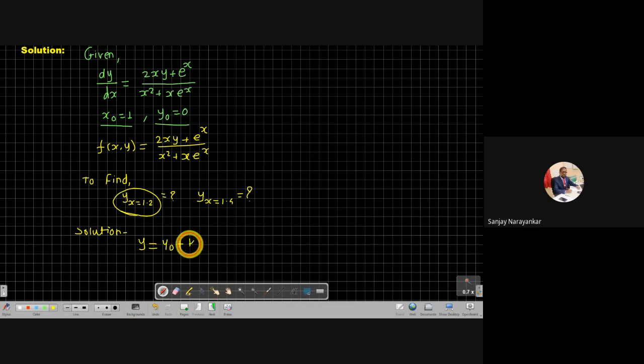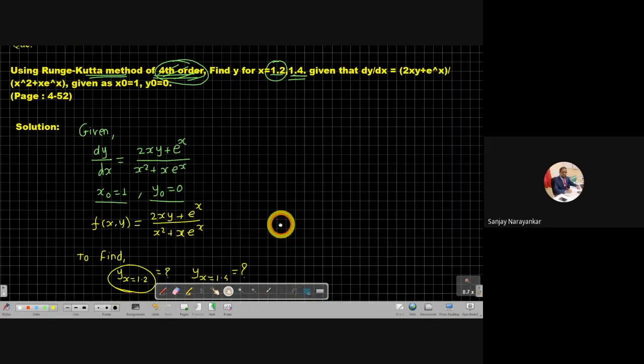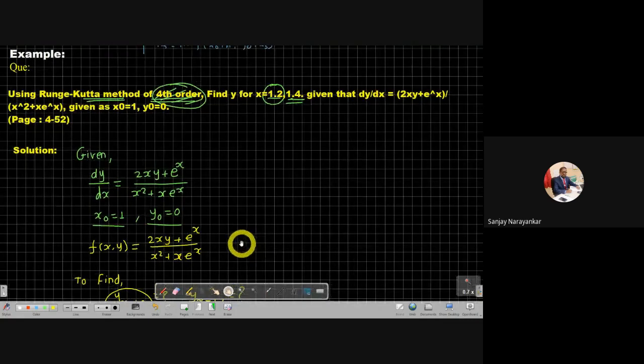What's the formula? Y is equal to y0 plus k. And the k you can find out using k1 plus 2k2 plus 2k3 plus k4 upon 6. Okay. And then we have to find out k1. Now to find out k1, h into f of x0, y0. So whether h is given in the problem statement? No. So this data is missing.